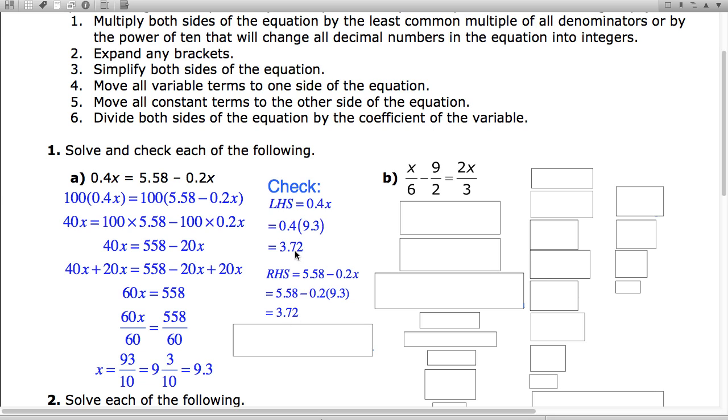We notice that the left-hand side and right-hand side are equal to each other. Since the left-hand side and right-hand side are equal to each other, that means that x equals 9.3 is a valid solution for this equation. And that's it. Now we can move on to part B.